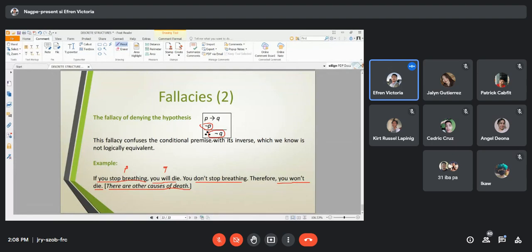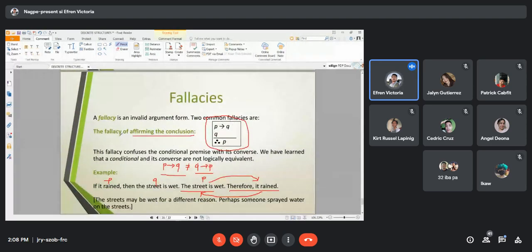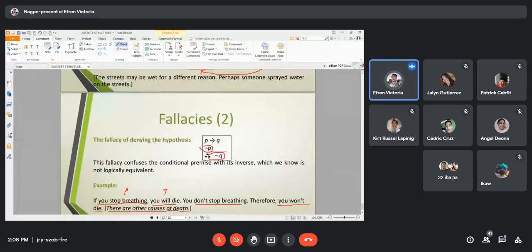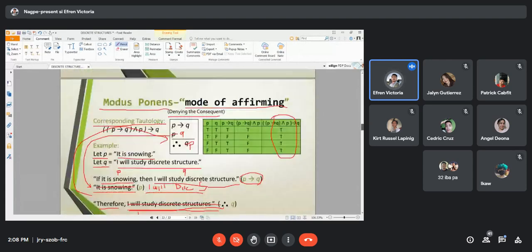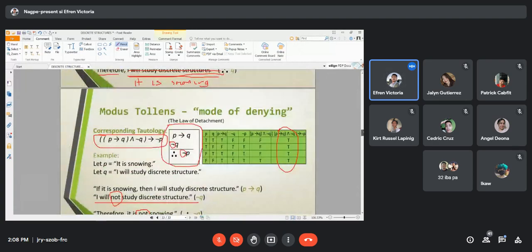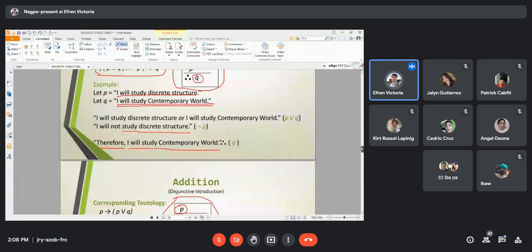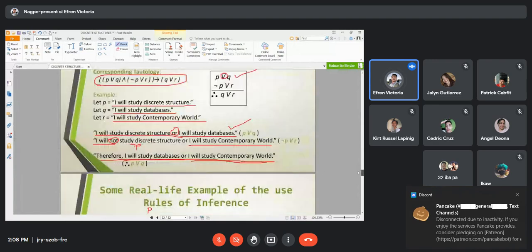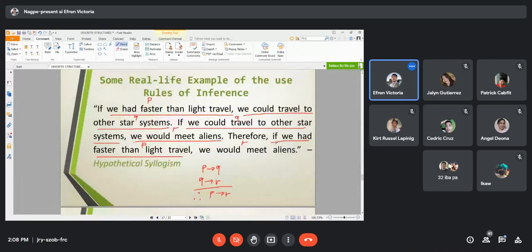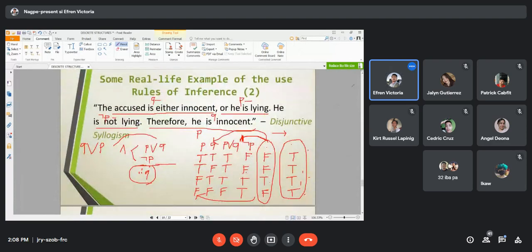Okay, so those are the two types of fallacy: affirming the conclusion and denying the hypothesis. Next, the rules of inference: modus ponens, modus tollens, hypothetical syllogism, disjunctive syllogism, addition, simplification, conjunction, resolution. Then, real life examples of rules of inference.